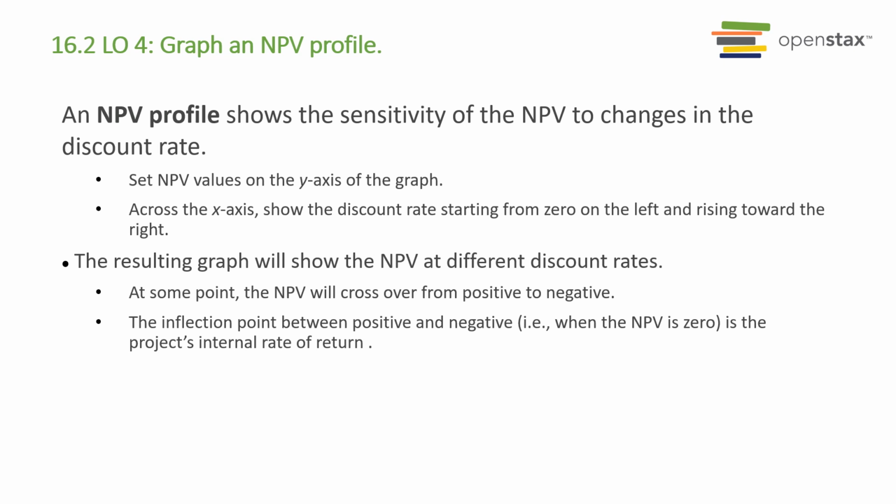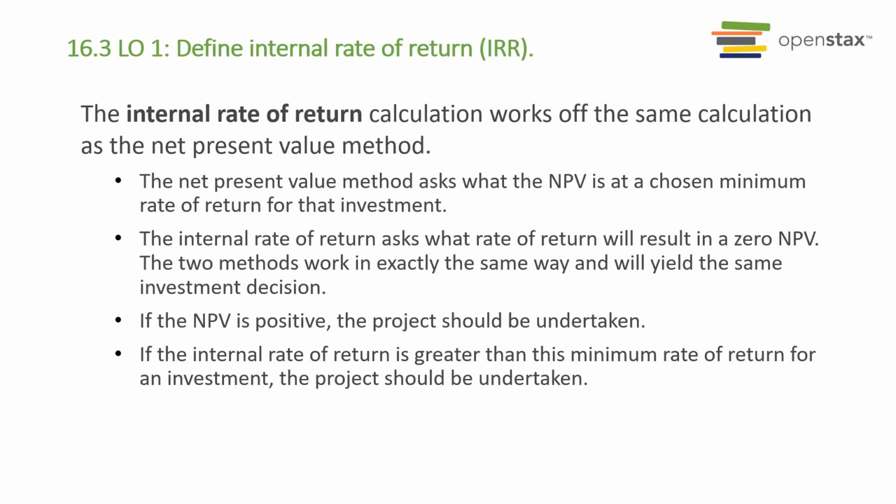At some point, the NPV will cross over from positive to negative. The inflection point between positive and negative, i.e. when the NPV is 0, is the project's IRR, or internal rate of return. The internal rate of return calculation works off the same calculation as the net present value method. The net present value method asks what the net present value is at a chosen minimum rate of return for that investment. The internal rate of return asks what rate of return will result in a 0 net present value.